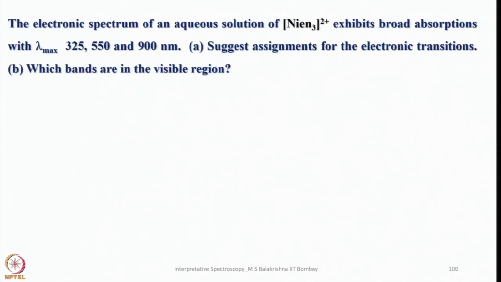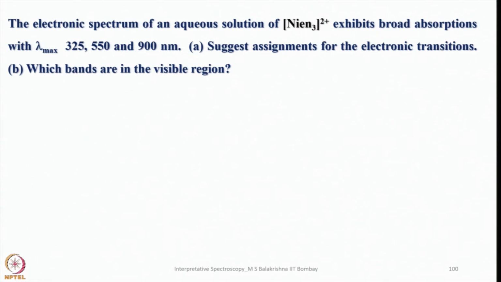Now the electronic spectrum of an aqueous solution of tris ethylenediamine nickel 2 plus exhibits broad absorptions with lambda maximum at 325, 550 and 900 nanometers. The first question is to suggest assignments for the electronic transitions.